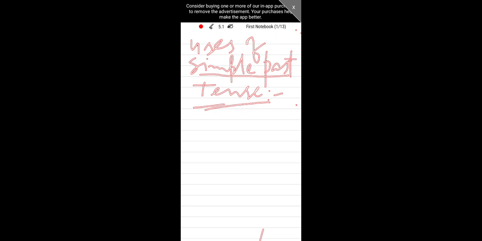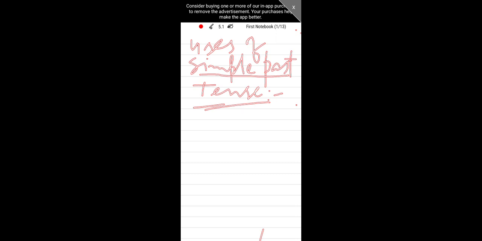It is used to express habits and routines. Number two, it is used to express permanent situations. Number three, it is used to express facts, or we can say universal truth sentences. These were the various uses of simple present tense. Today I am going to tell you about the various uses of simple past tense.